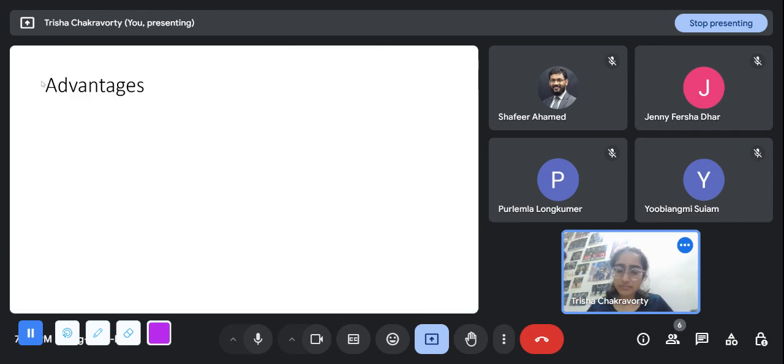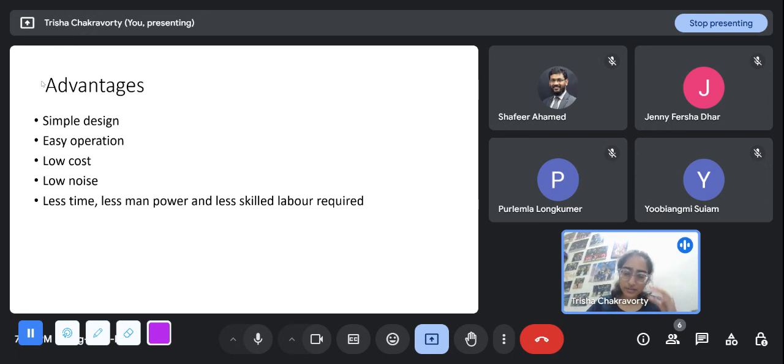Yeah. So the design is simple. It is easy to operate, easier than this. Easy is of course a relative term. Here we are comparing it to welds. Bolts are low cost. They don't need any noise while they are being tightened. And overall, it takes less time, less manpower, and less skilled labor. Welding takes some kind of skill to do.